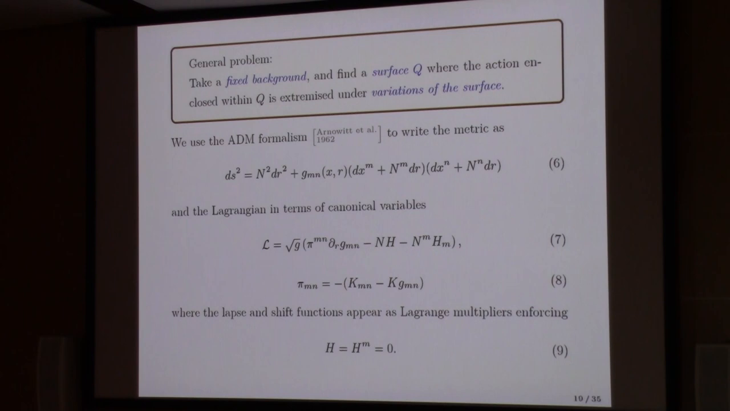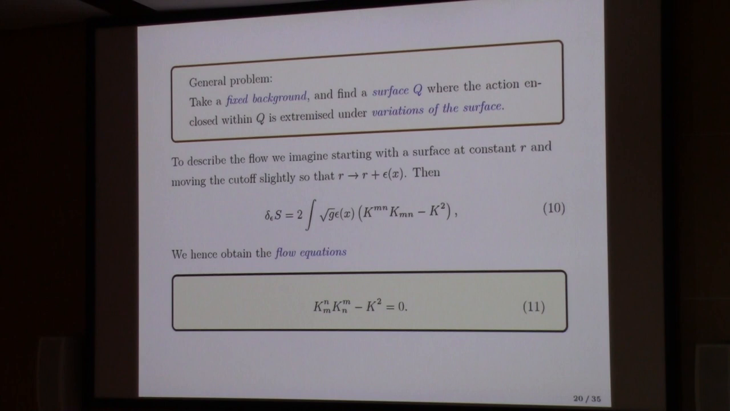And in general, we can just write down the metric in an ADM formalism like this. So here we have the expression of the Lagrangian, where K_ij is the extrinsic curvature tensor. And this calculation was mostly done by Jan de Boer, who was a co-author on these papers. And now you say, suppose initially the surface Q is placed at constant radial coordinate r. Our variation would be to move it to r plus some epsilon of x, the other coordinates.